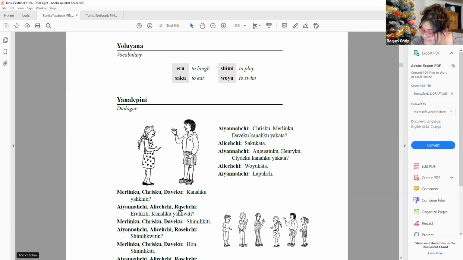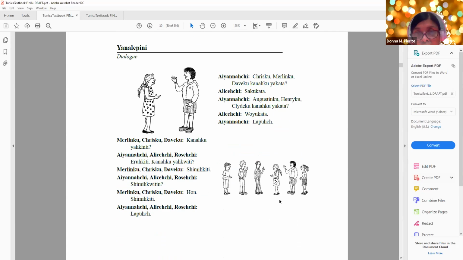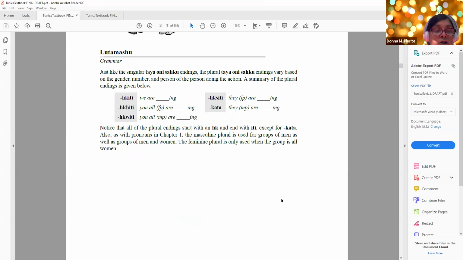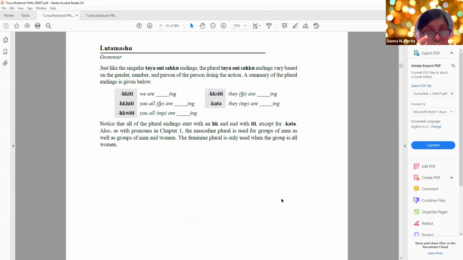Shini. Woyu. Okay, now, let's see. What happens here, Ryan, I really think in order to do this, it's like in our apprentice class, we need to look at the lutamashu before we even translate this Yanalipini, if you know what I'm talking about. The lutamashu that's on the other page. Before we look at taking those verbs and looking at that Yanalipini dialogue, we're going to look at this chart, and it'd be good to make some notes on paper so we'll be able to understand and translate the Yanalipini.